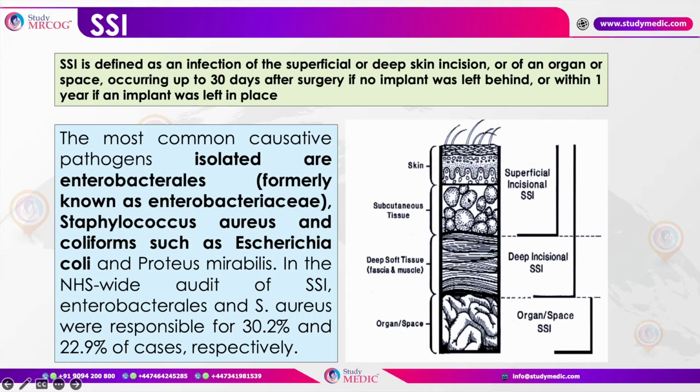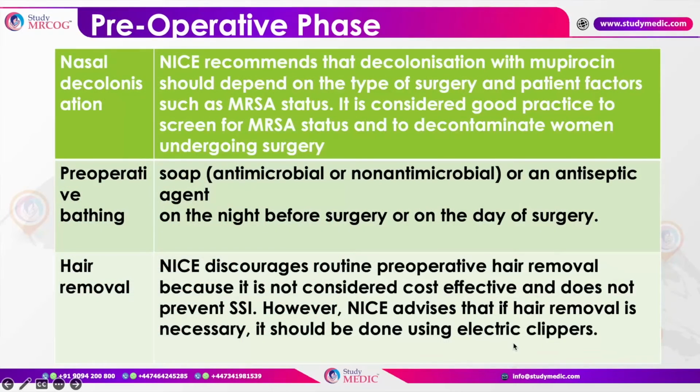Now these are divided into superficial SSI, deep incisional SSI or organ space SSI. Superficial includes those involving skin and subcutaneous tissue. Deep involves deep soft tissue, and organ space involves the organ space. Now, there are certain measures which can be taken in the preoperative, intraoperative and post-operative period in order to reduce these SSIs. They start with nasal decolonization.